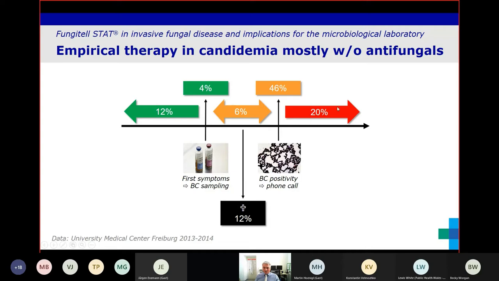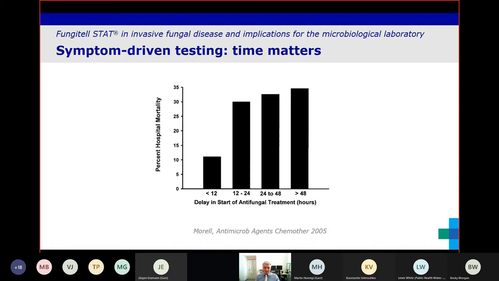And even more surprising is that 20% didn't get an antifungal after we told them that there are yeast in the blood culture, because the doctors, I don't know, they thought it's a contamination or whatever. Together, it's 2/3 of the patients that received their antifungals 2 to 3 days after the drawing of the first blood cultures, which means when the blood cultures are positive. And that's not good, because we learned that a delay in the start of the antifungal treatment has an effect on hospital mortality, and you should start your antifungals early.